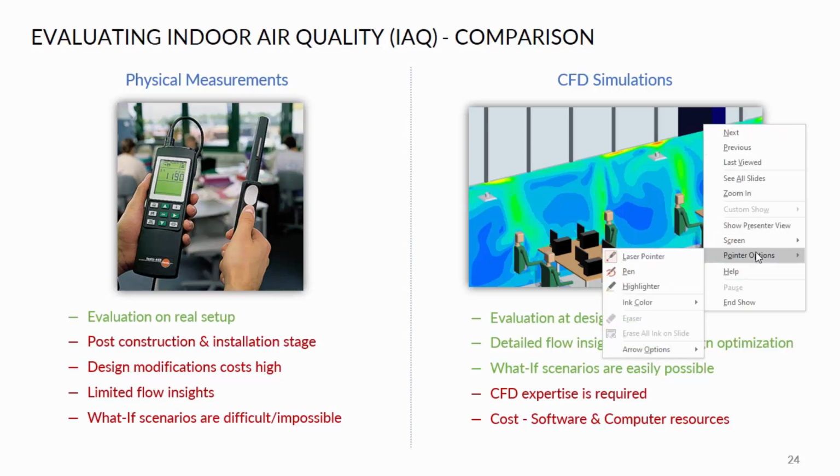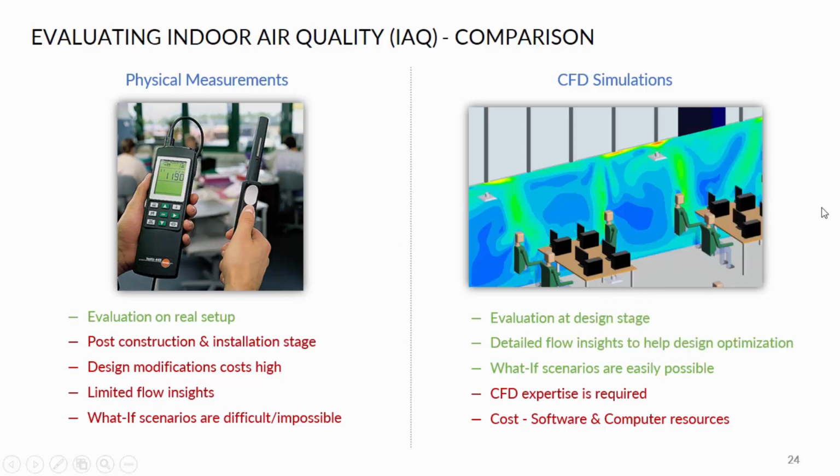CFD simulation results provide quantitative data like contaminant removal effectiveness and qualitative data like contour plots, flow lines, and tracer gas particulates to predict the contaminant concentration and its actual flow path inside the occupant zone.